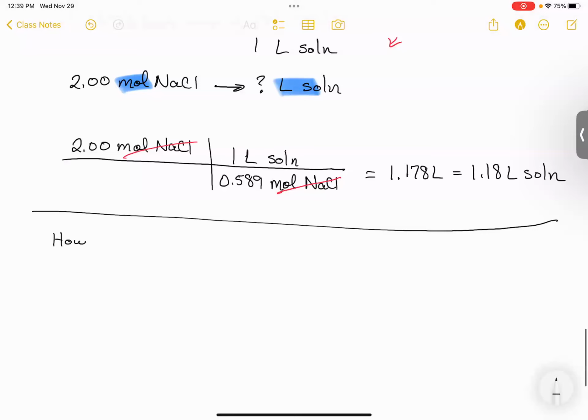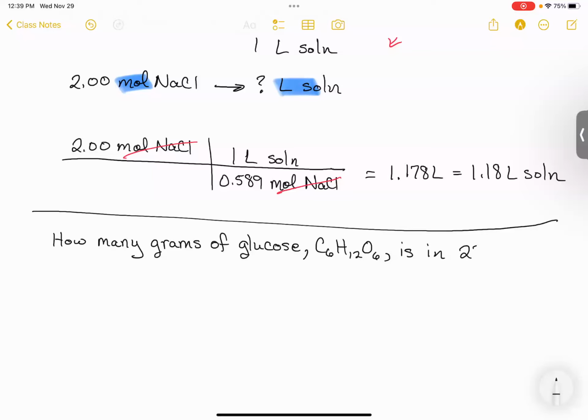Let's look at another example. How many grams of glucose, which is C6H12O6, is in 237 milliliters of a 0.0925 molar C6H12O6 solution?